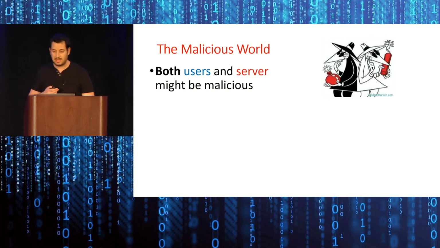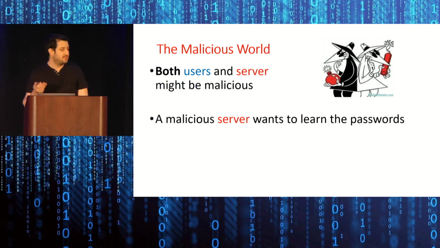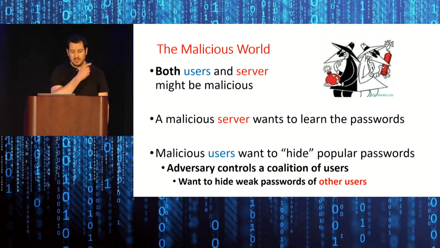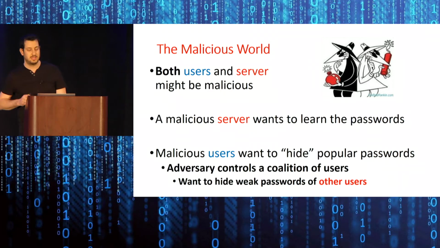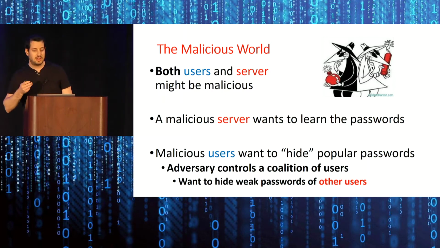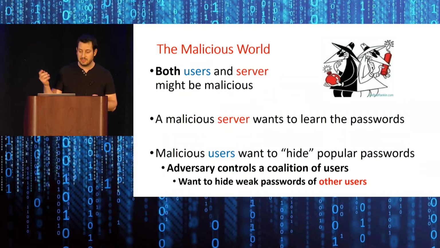Most of the other work is in the semi-honest model. A malicious server is a relatively simple creature. All it wants to do is to learn as much as possible about the user's password. However, the malicious user is a little bit more complex. The malicious user basically will want to hide popular passwords that are trending. If an adversary already controls a large coalition of users, you want to hide this trending of popular passwords so the server won't blacklist it, and as many users as possible are going to choose them.